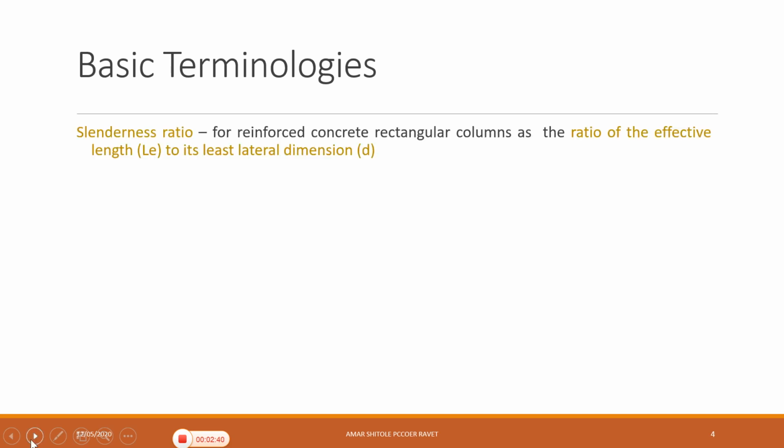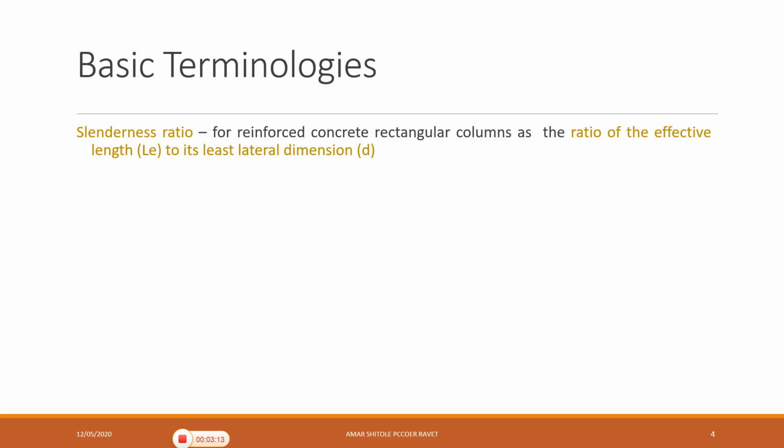The next terminology we are going to study is the slenderness ratio. This ratio is very important while designing columns. Let's see the definition of slenderness ratio. For reinforced rectangular columns, the slenderness ratio is defined as the ratio of effective length to its lateral dimension d. In the next slides, we are going to discuss in detail what is meant by the effective length of a column.